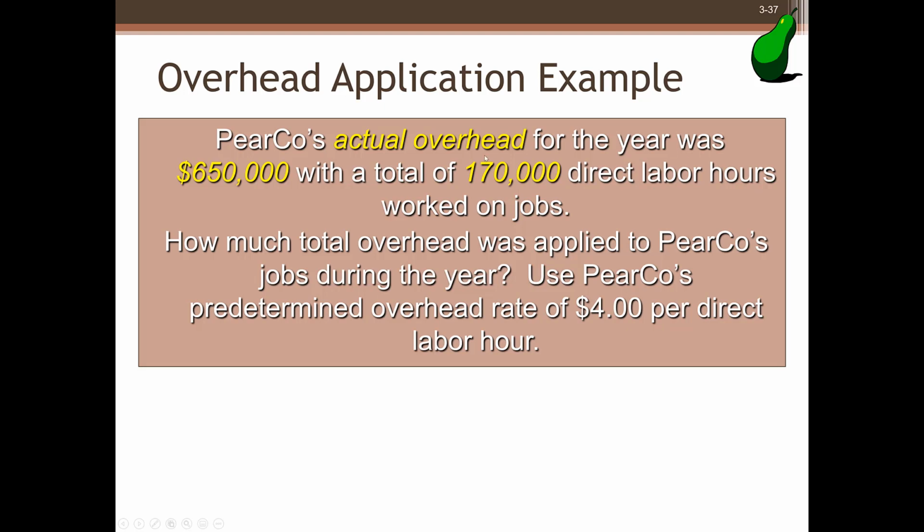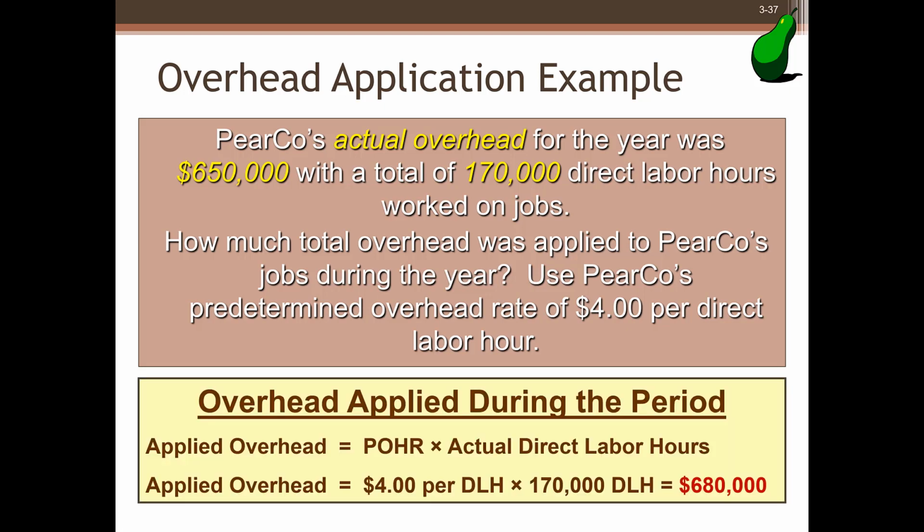Here, the actual direct labor hours used for jobs are 170,000. So we can get total applied manufacturing overhead, 680,000. Now take a look at actual overhead, 650,000. Applied overhead is more than actual overhead. So this is over-applied overhead.